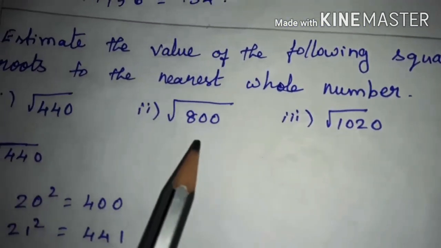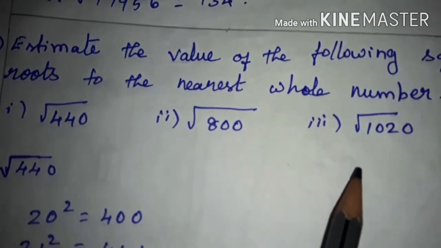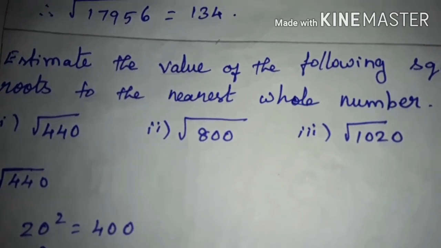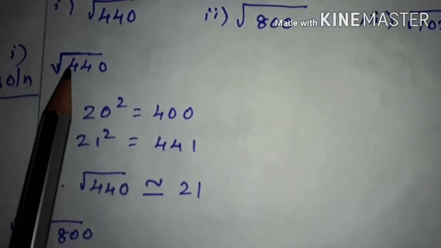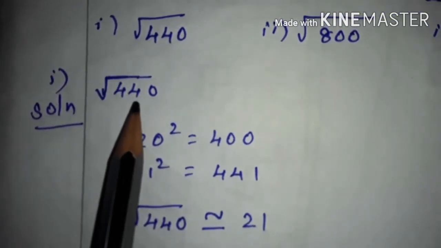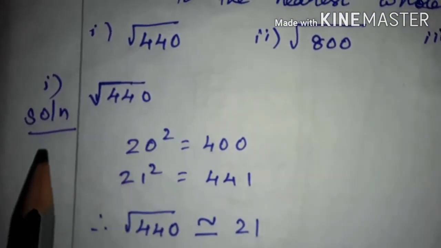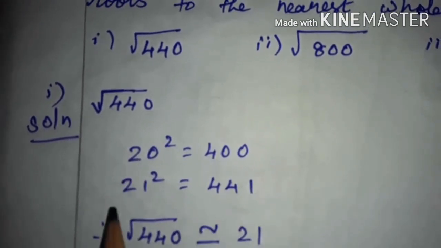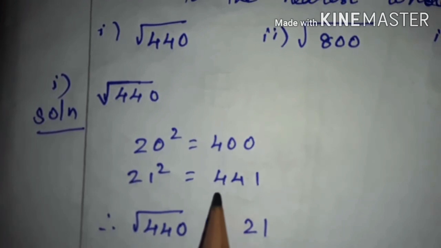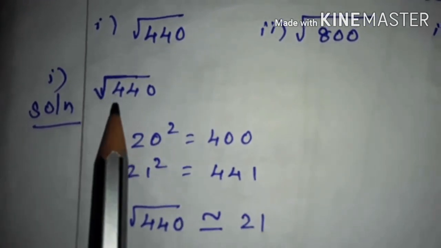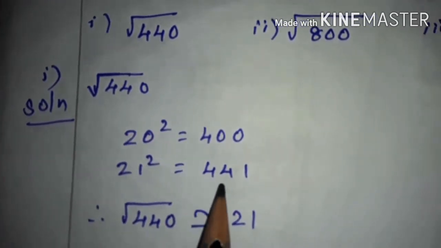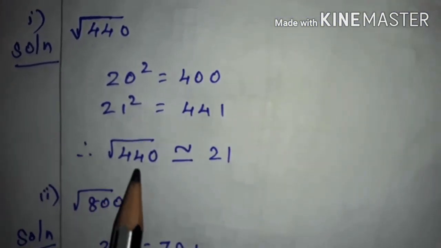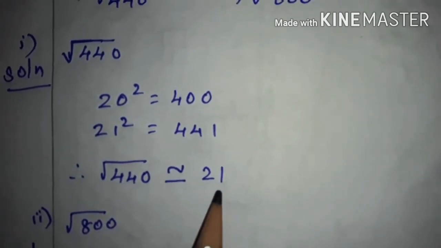Here the given numbers are not perfect squares. You have to find the nearest square for the number. Here the first one is the square root of 440. For this, you have to find the nearest square. We can say that 20 square is 400 and 21 square is 441. For 440, 441 is the nearest number. Therefore, the square root of 440 is approximately equal to 21.